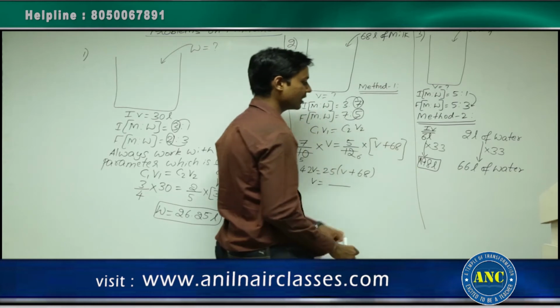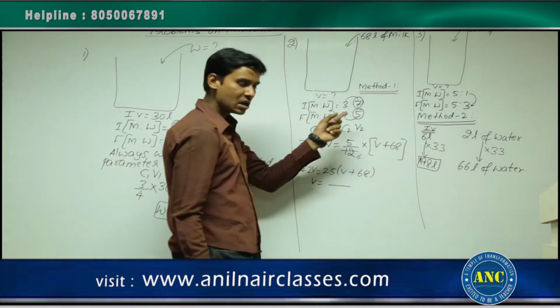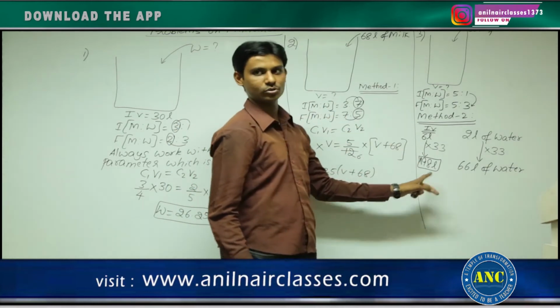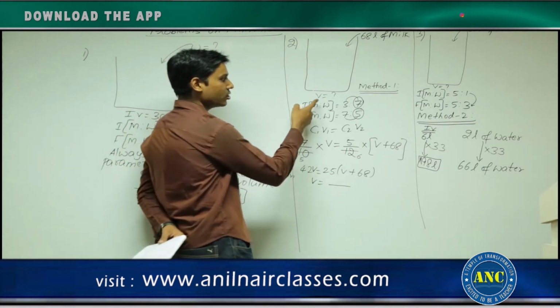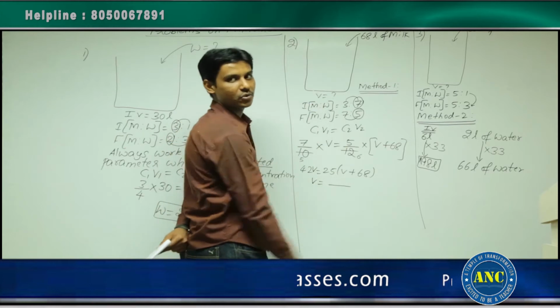Even if you apply the same logic what we discussed in method 1, you will end up with 198 liters only. That means, what is your method 1? In method 1, you are using something called a variable V.